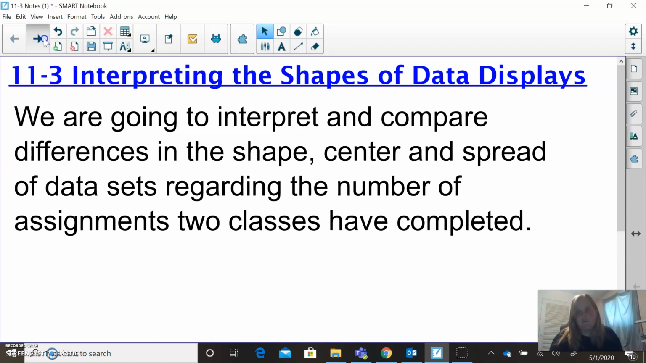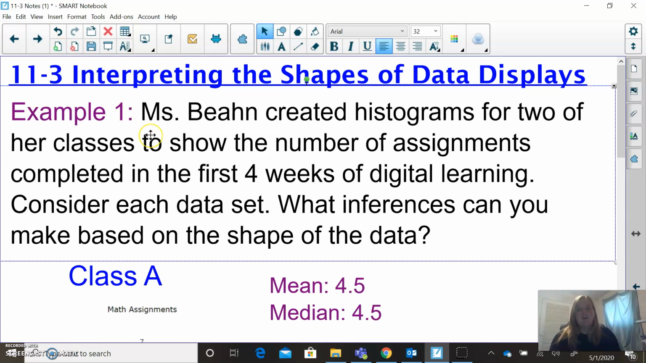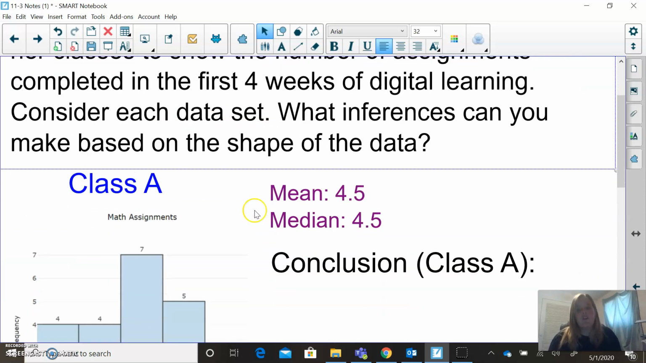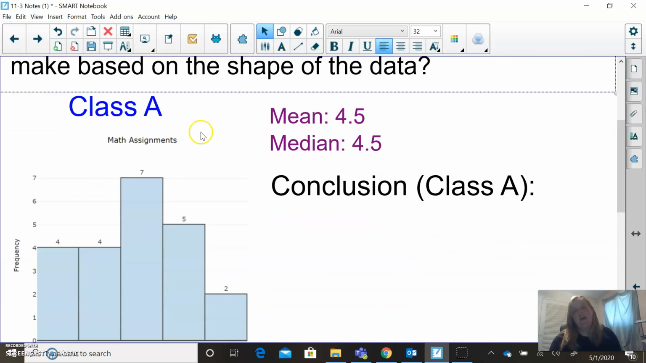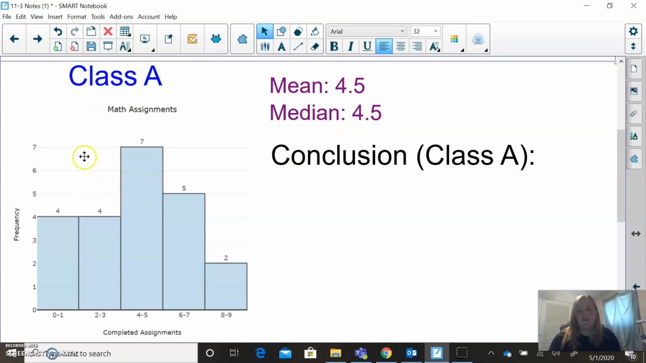So let's do this. For example 1, Miss Bean created histograms for two of her classes to show the number of assignments completed in the first 4 weeks of digital learning. Consider each data set. What inferences can you make based on the shape of the data? So, Class A. Let's look at the histogram first.